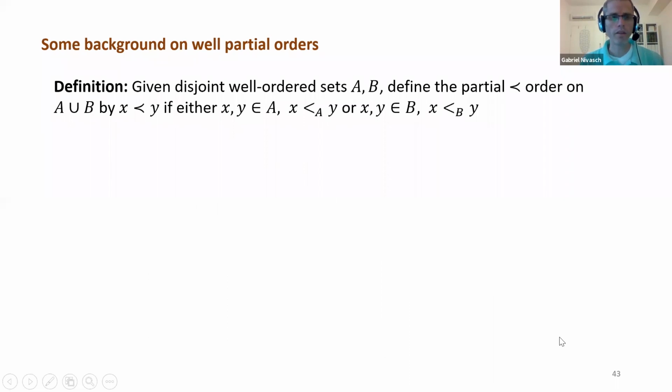And there's this thing about well-partial orders. So suppose you have two disjoint well-ordered sets A and B, and you take their union, and you define a partial order on the union. The partial order is like this. If both x and y come from A, or they both come from B, then you compare them according to A or according to B. Otherwise, they are not comparable.